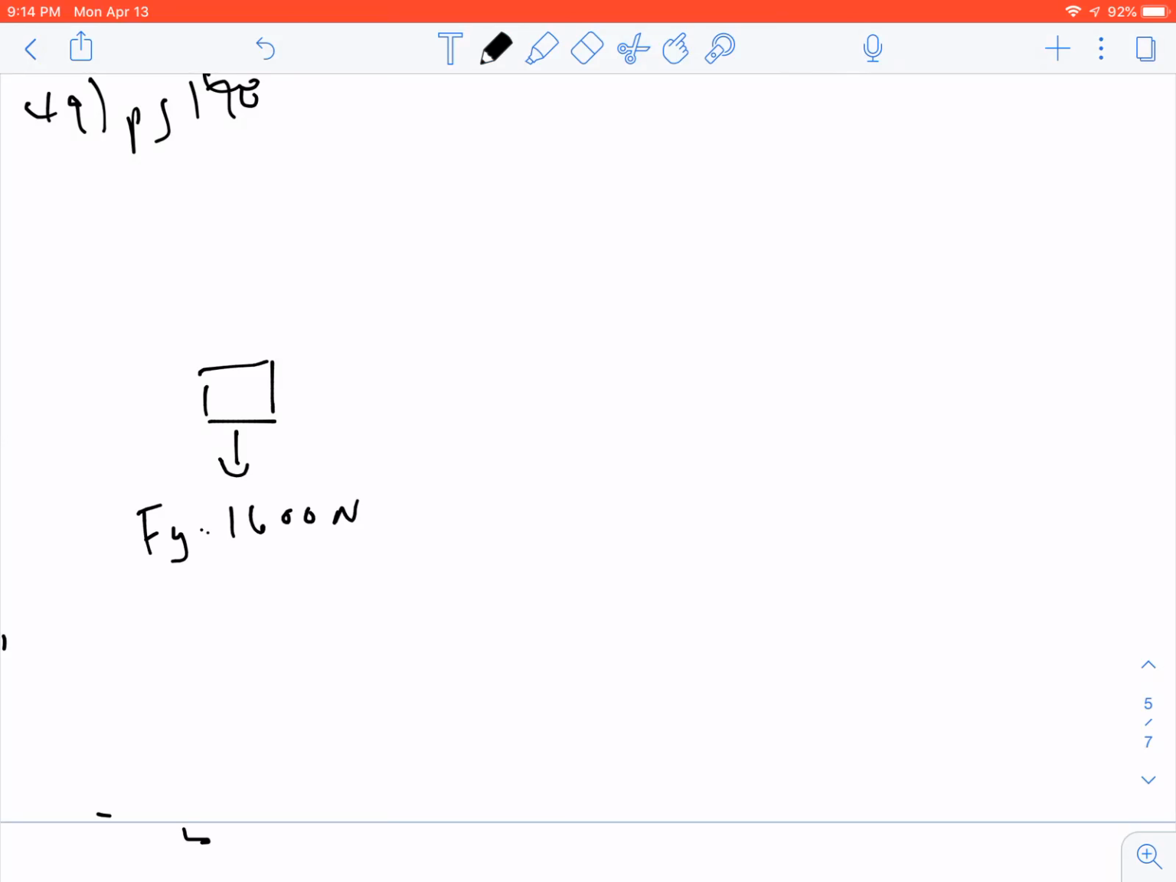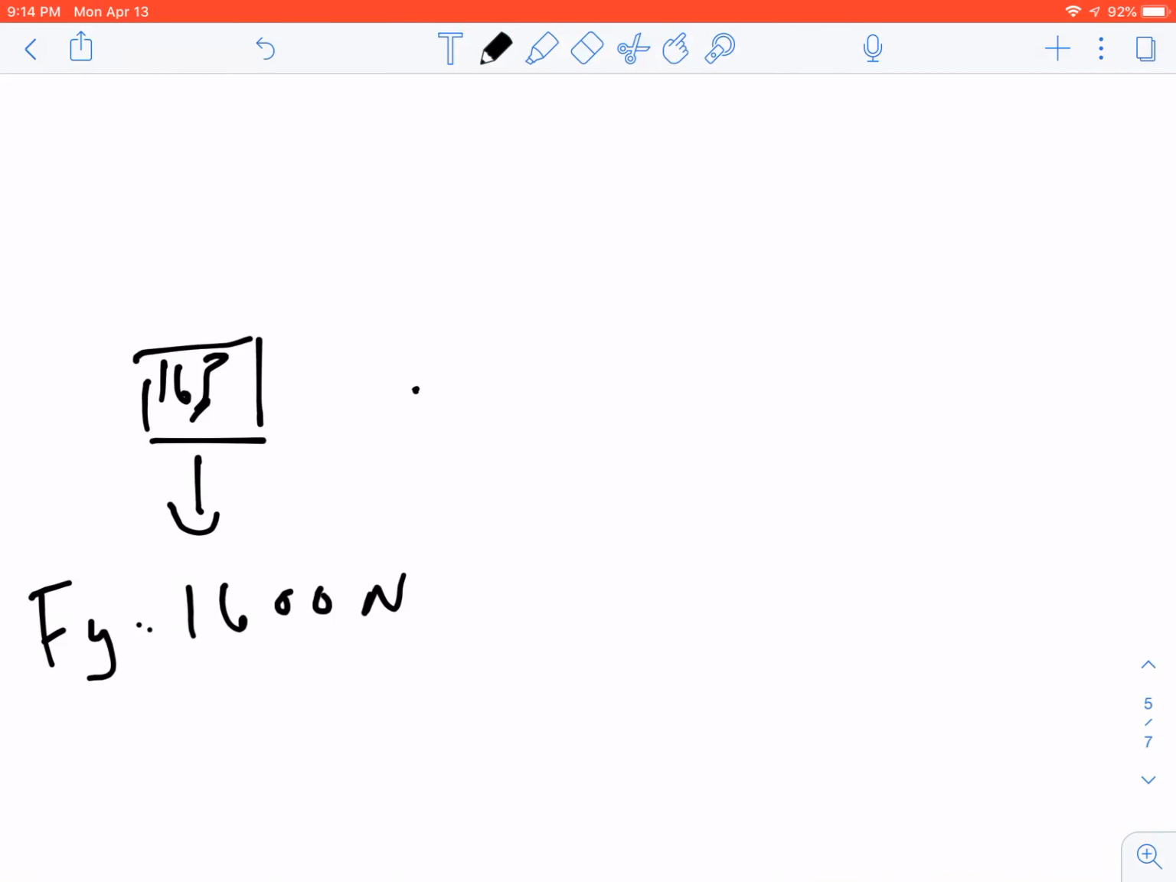And it's 163, I don't know if I can get this in here, 163 newtons. Maybe I can make this bigger, it might work better. Oops.